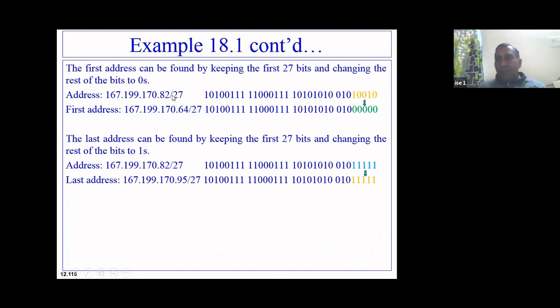Then count the number of bits. These many bits are called prefix bits. And the remaining suffix bits you have to make either all zeros or all ones. If you make suffix bits 0, I am getting the first address. If I am making suffix bits all ones, what I am getting is the last address.